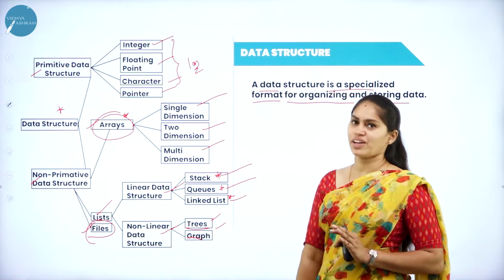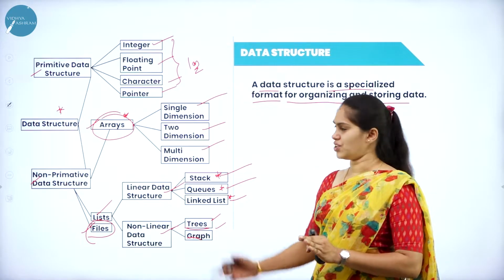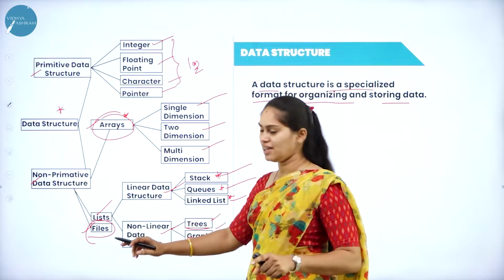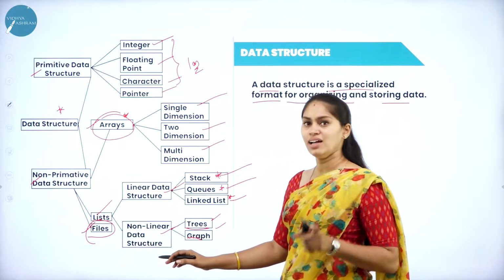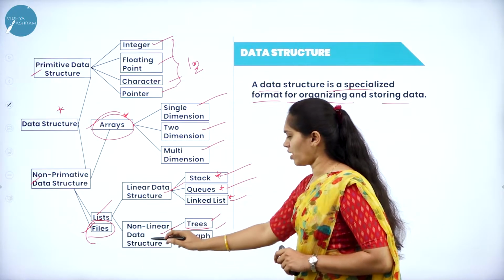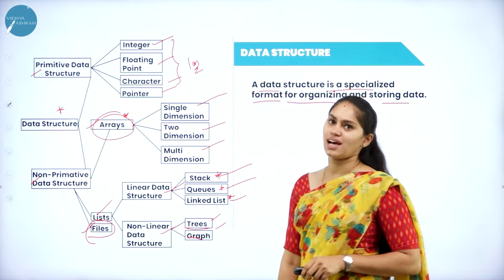This is the classification of data structure: primitive, non-primitive. Then in the non-primitive, we have list. Under the list, we have linear and non-linear. Under the linear, we have stack, queues and linked list. Under the non-linear data structure, we have trees and graphs.